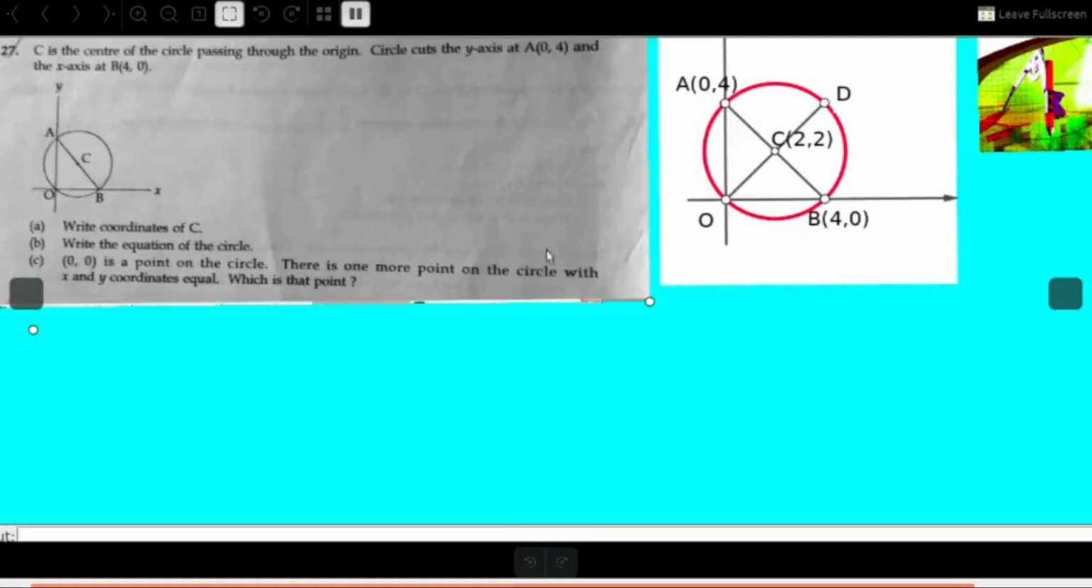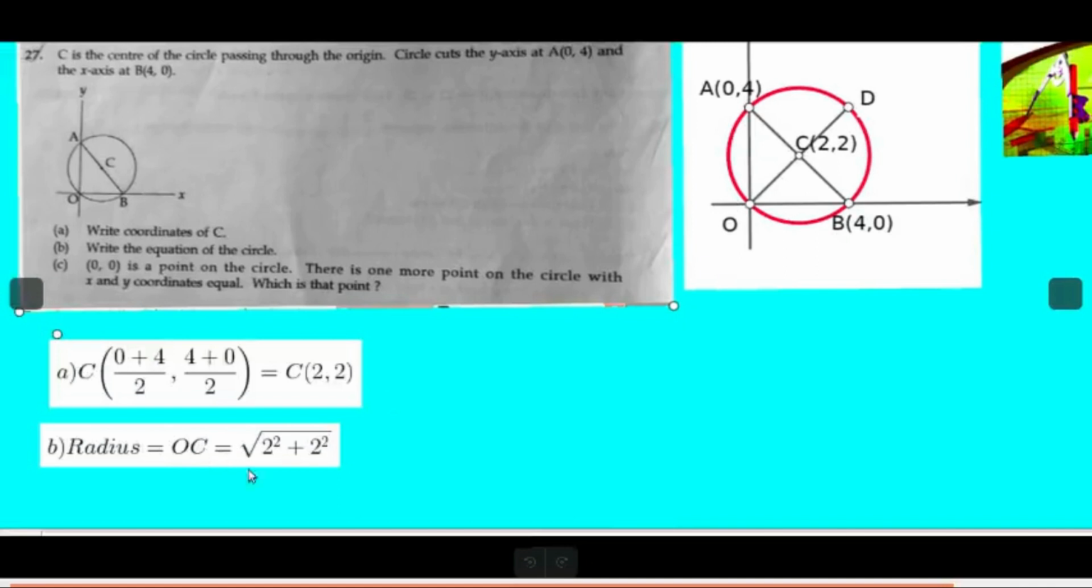So the center is the midpoint of A and B, that is equal to 0 plus 4 by 2 is 2, 4 plus 0 by 2 is 2. So the center of this diameter is 2, 2. So the center is equal to (2, 2), that is the coordinates of C.